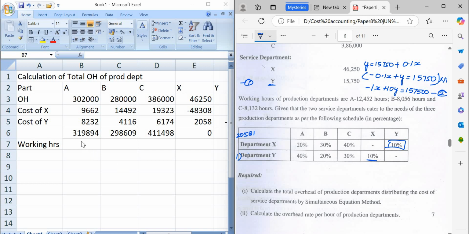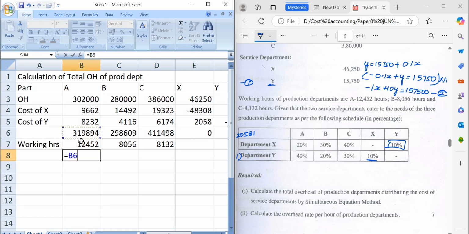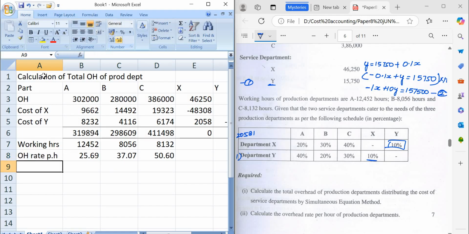12,452, 8056, 8056 and 8132. So overhead rate per hour, that is overheads divided by working hours. So I will be getting 25.69. So here 37.07 and 50.06. This is my overhead rate per hour. So if I am missing to calculate this overhead rate per hour, obviously I will miss 1 mark.